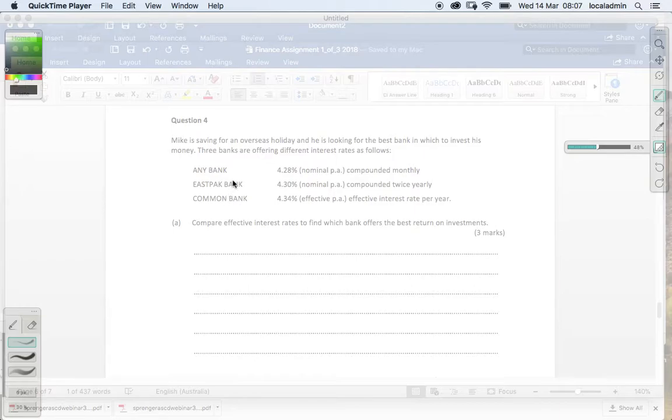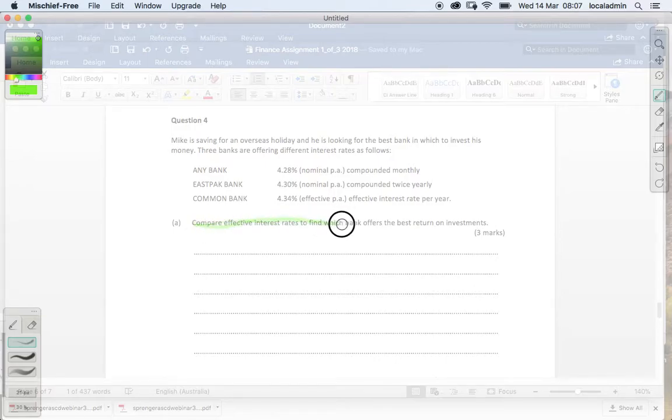Now, what's really important here is, what are we actually talking about? So that's obviously setting the scene, and it gives us some things here, but then the actual question comes down here. Compare effective interest rates. Let's see if we can make this bigger. Yes, we can make this bigger. Compare effective interest rates to find which bank offers the best return.